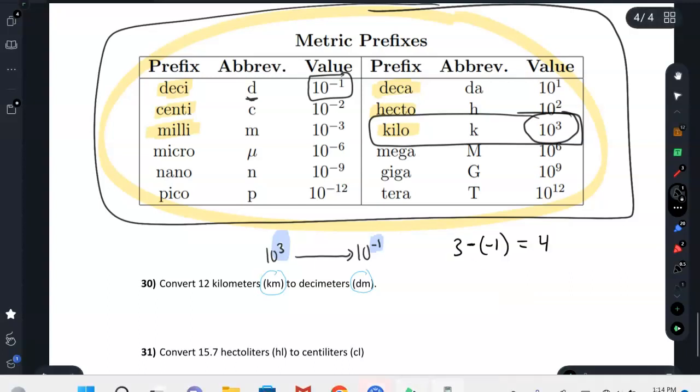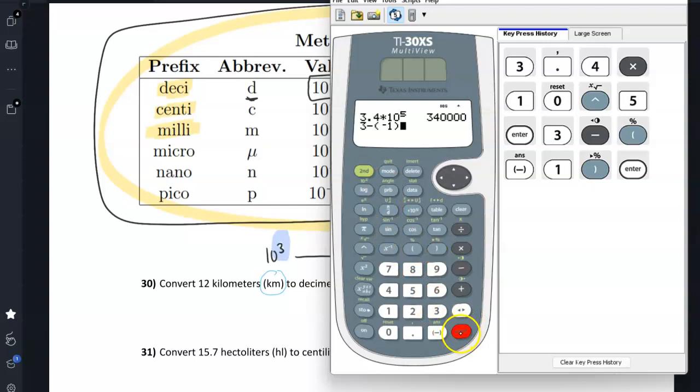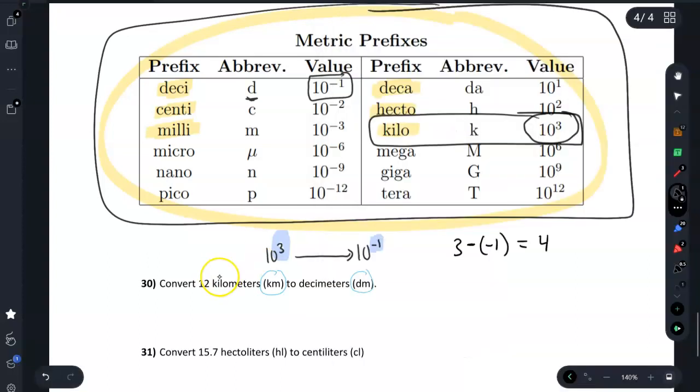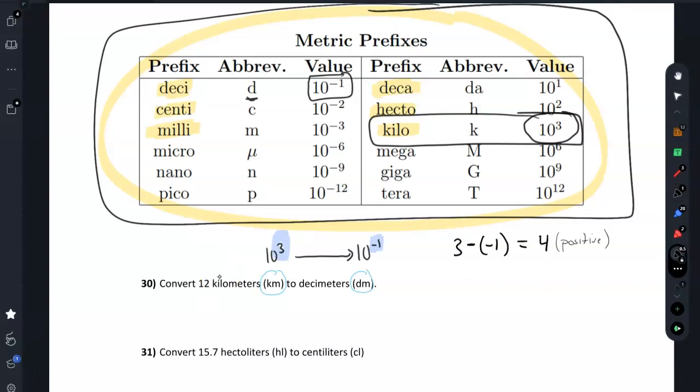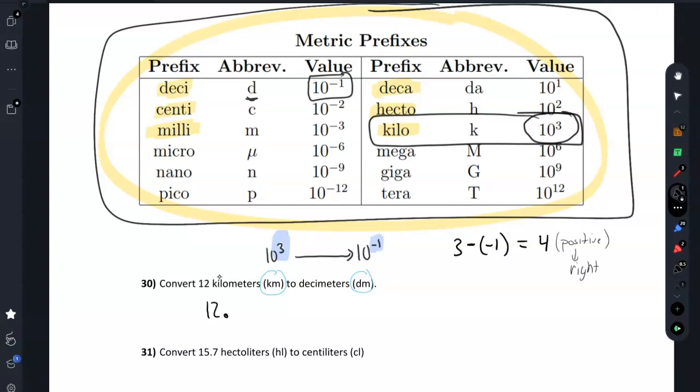And don't be afraid to use your calculator for this. 3 minus, and here's how you type in a negative. I always like to put my negatives in parentheses. You don't have to, in this case at least. So 3 minus a negative 1 gives me 4. So this tells me 4, and since it's positive, right, this was a positive 4, not a negative 4, positive means move to the right. So essentially, we're right back into moving that decimal place. I start with 12. My decimal's here, and I need to move it 4 times to the right.